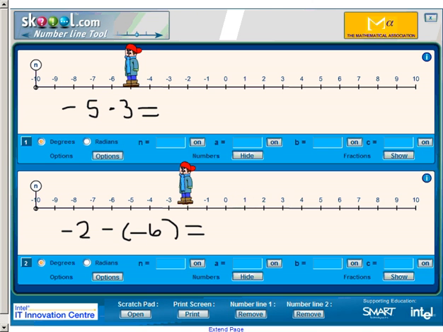As I move to the next slide, I'm going to be talking about subtracting numbers. This time, my young man is facing to the left. We're subtracting. We were facing to the right when we added, facing to the left when we subtracted. And my problem is negative 5 minus 3. So he is standing at negative 5. I am subtracting a positive number.